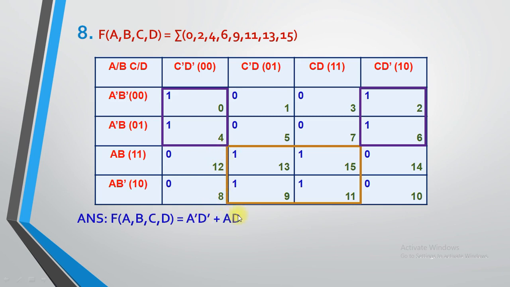Now consider the yellow box over here. In the yellow box, the left value is A B and A B dash, so B we are not going to consider. So over here it is A, and in the topmost area it is D, because C dash and C is there. So the output is A dash D dash plus A D.